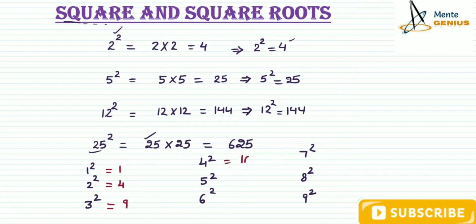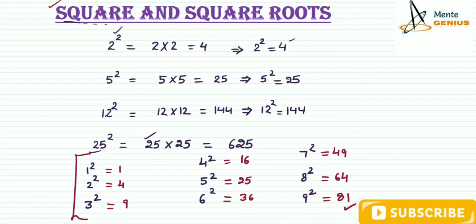16. 5 square will be equal to 25. 6 times 6 is 36. We should have learned these values. 7 square is 49. 8 square is 64 and 9 square is 81, right? So just be patient. You will surely learn finding the squares with tips and tricks. But first you should remember all these squares up to 9 square, right?